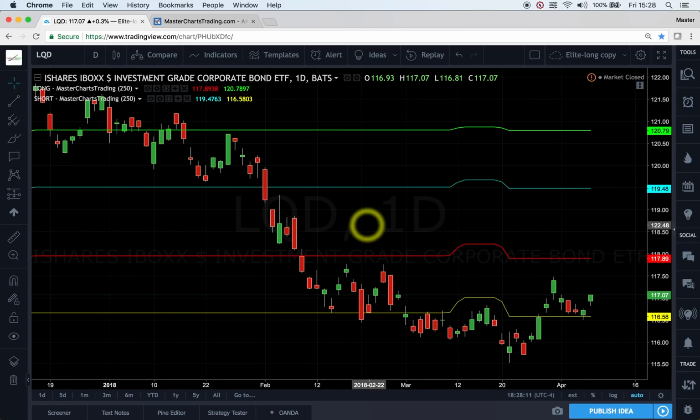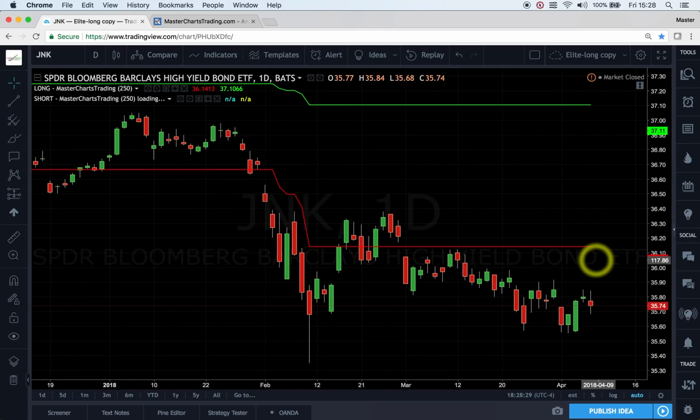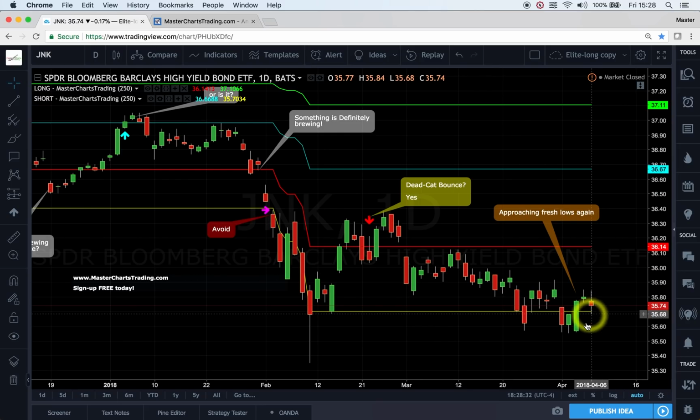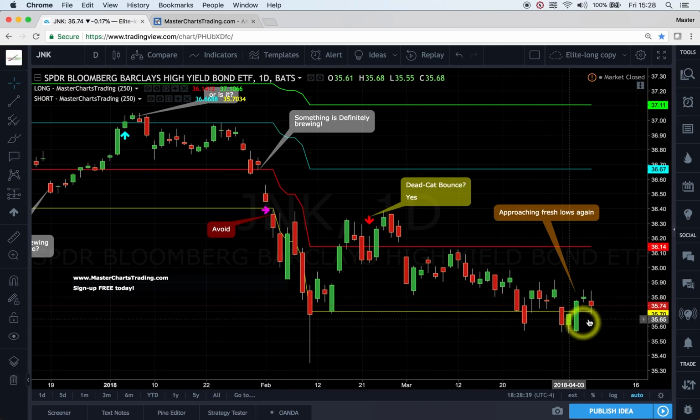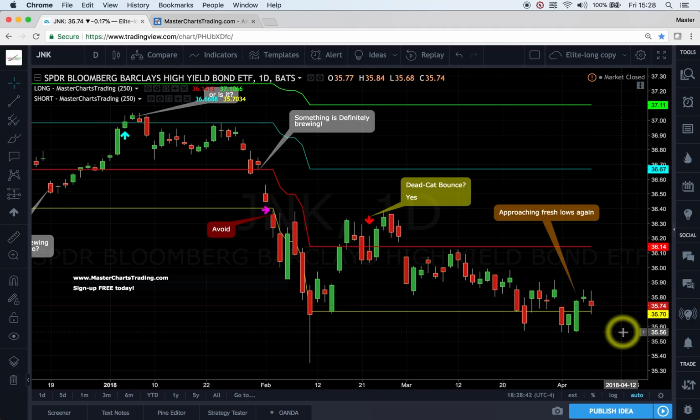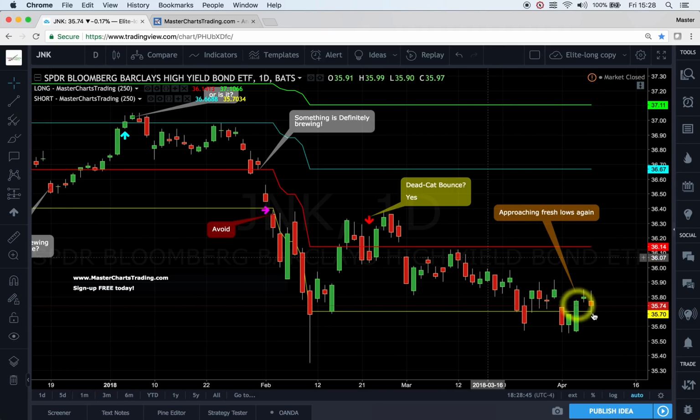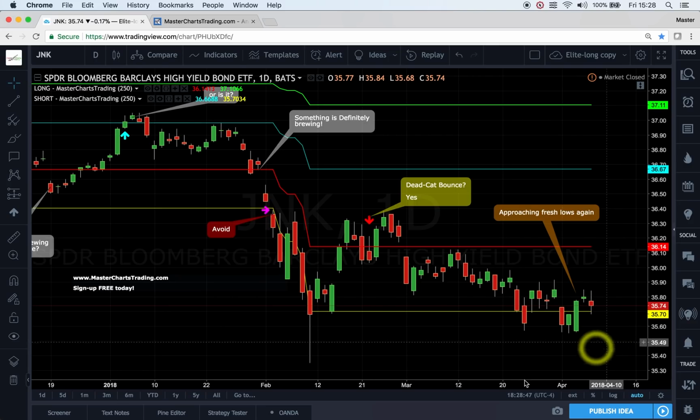LQD, here, is the investment grade corporates, also bearish, weaker than TLT. But I'm just basically avoiding corporates altogether. Junk bonds, JNK, also bearish, approaching February lows, kind of making fresh lows here below this yellow line. So I would definitely avoid it, potentially short it if you're so inclined.